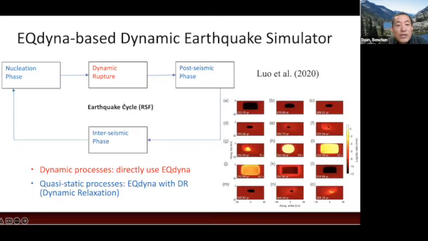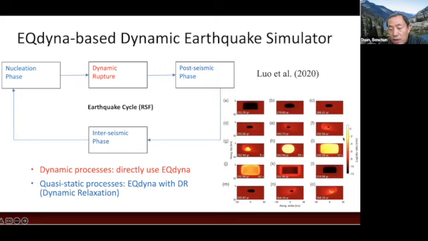This diagram shows that we build our dynamic earthquake simulator based on our dynamic solver. This solver directly solves the dynamic process. And for the other quasi-static processes of the earthquake cycle, we use EQdyna with the dynamic relaxation technique. This is an example from that 2020 paper, showing this dynamic solver can capture the interseismic process on a thrust fault.